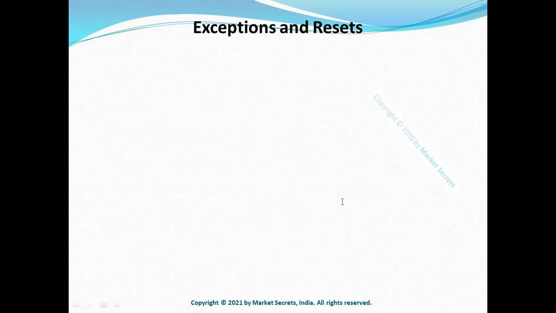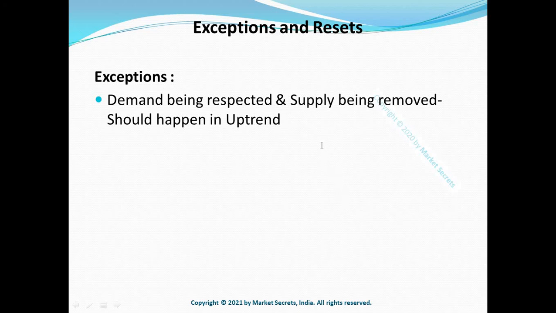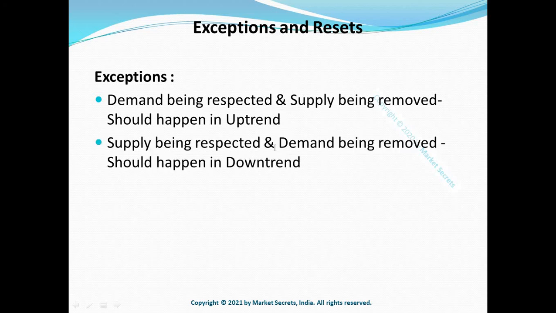So moving on, when it comes to defining an uptrend and a downtrend, if the demand is being respected and if the supply is being removed, then we are in an uptrend. This should only happen in an uptrend. Likewise, if the supply is being respected and the demand is being removed, then we are in a downtrend. So this should happen only in a downtrend. So these are all the exceptions or resets. So resets are nothing but you are reverting back to the normal. So always remember these rules when you try to apply all the other rules because these are the exceptions or these are the shortcuts that you need to remember.